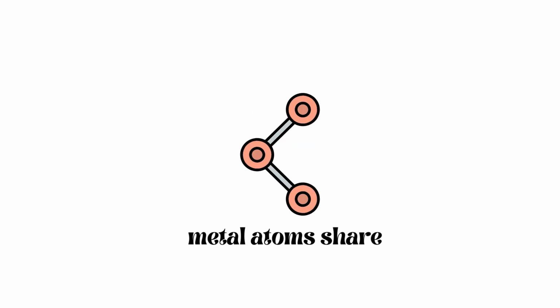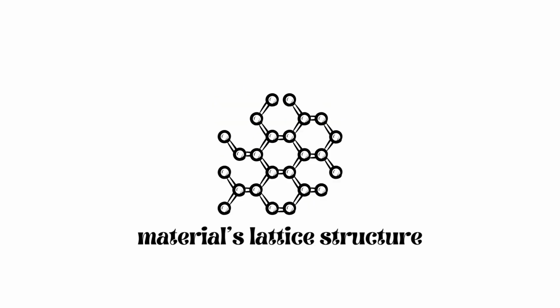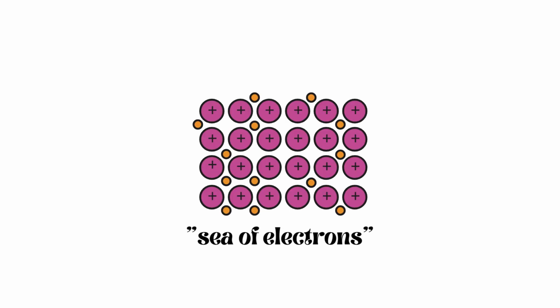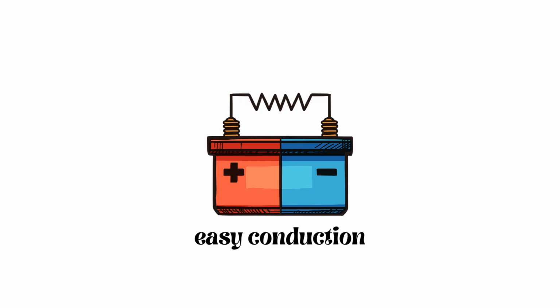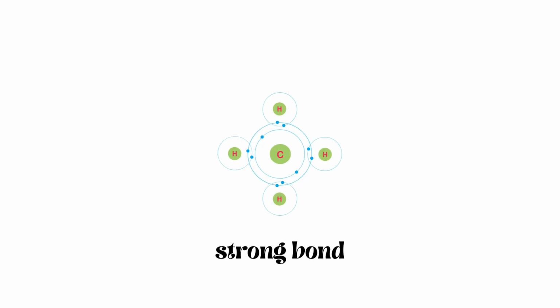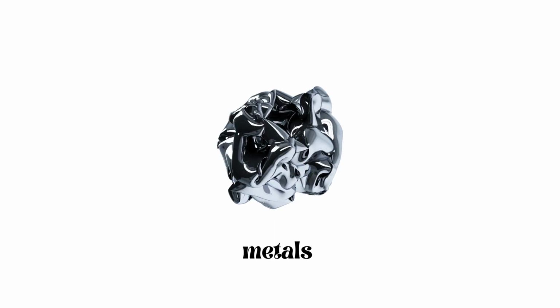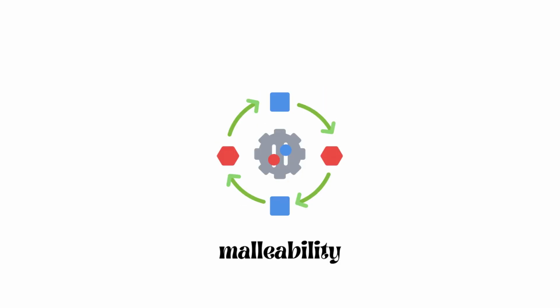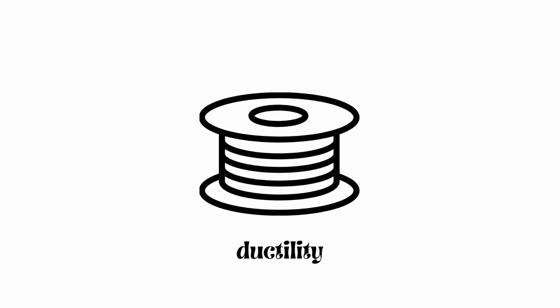In these bonds, metal atoms share their outer electrons freely throughout the material's lattice structure, creating a sea of electrons that allows for easy conduction of electricity and heat. This sharing of electrons results in a strong bond, giving metals their characteristic properties such as malleability, ductility, and conductivity.